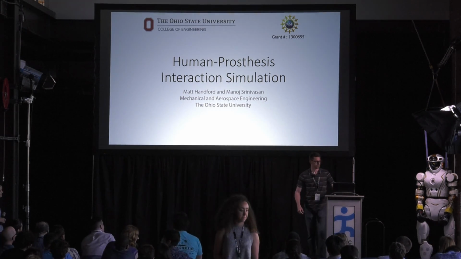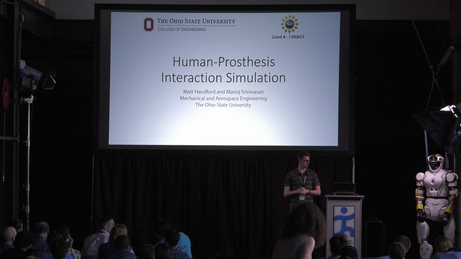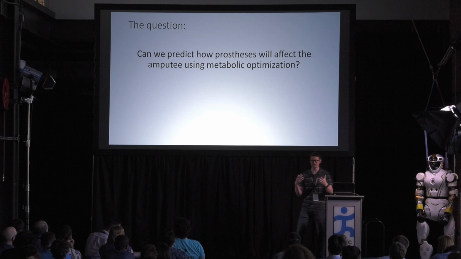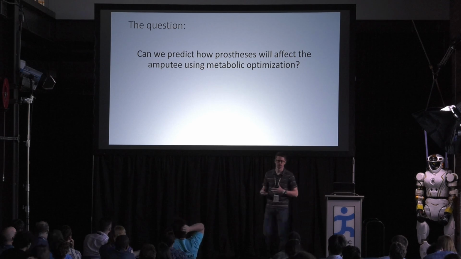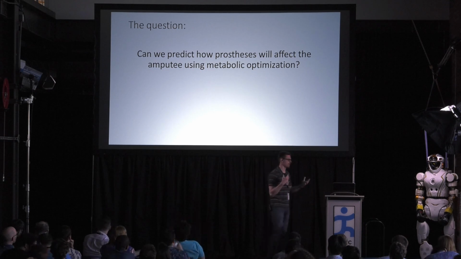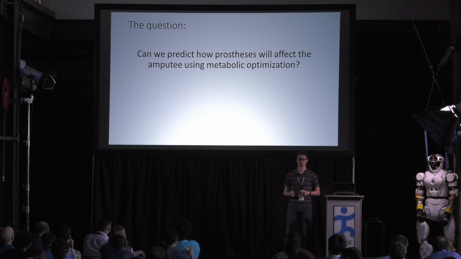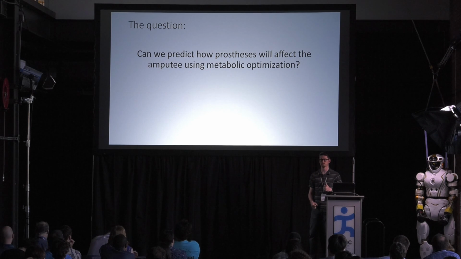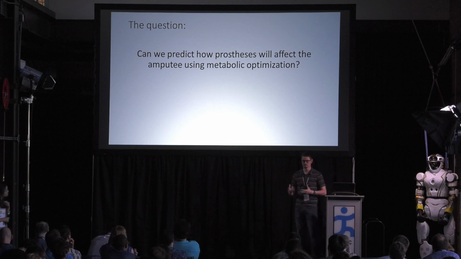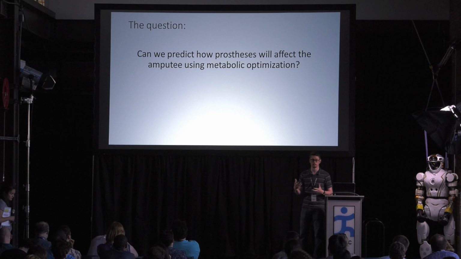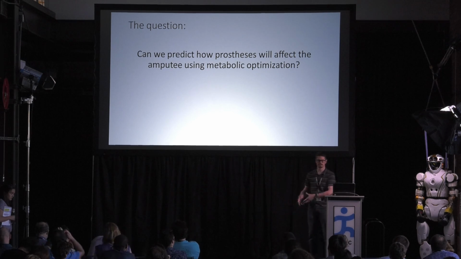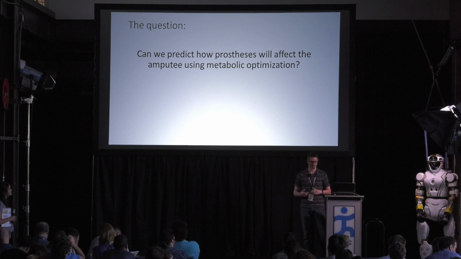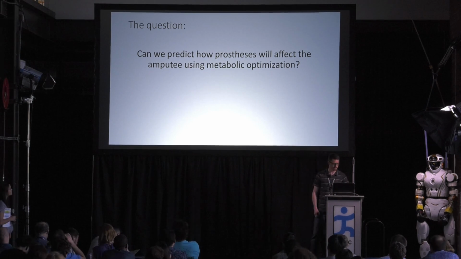Yep, okay. So I'm going to give my presentation on human prosthesis interaction. Basically what we're trying to do is answer the question, can we predict how a prosthesis will affect a person using metabolic optimization? The reason we're looking at this is because if we can do this, we can predict what people are going to do with a prosthesis. This can lead to very rapid iteration in testing out different types of controllers for these prostheses.